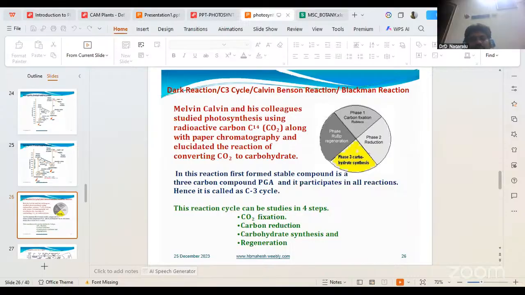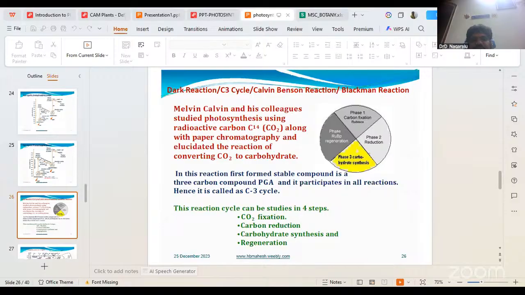There is no usage of RuBP. RuBP molecules are not being used in glucose production. RuBP reformation is taking place again. For the 6 carbon dioxide, glucose molecules, C6H12O6, are formed. This is the C3 cycle. The first product is a 3 carbon product. That's why we call it the C3 cycle.